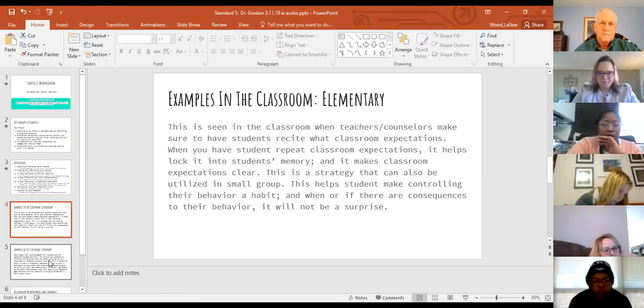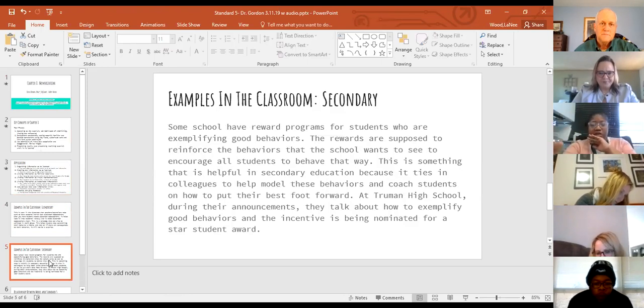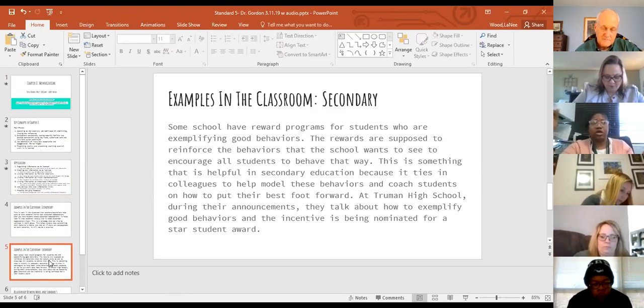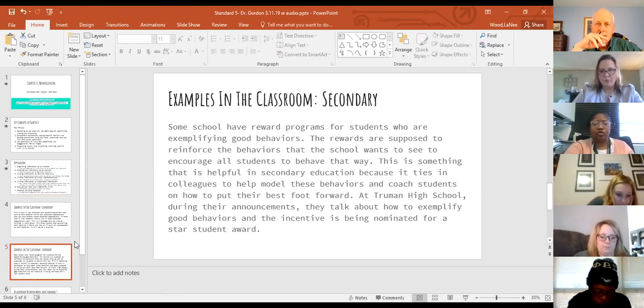And then the next example I have is for secondary, and some of the schools, like the school that I'm in, have positive reinforcement. At Truman High School, they use character ed, which has helped to boost the students doing positive things and then displaying their behaviors in the classroom. It's sort of like an incentive, and if you're nominated, you can win the student award, and they also do it for staff as well.